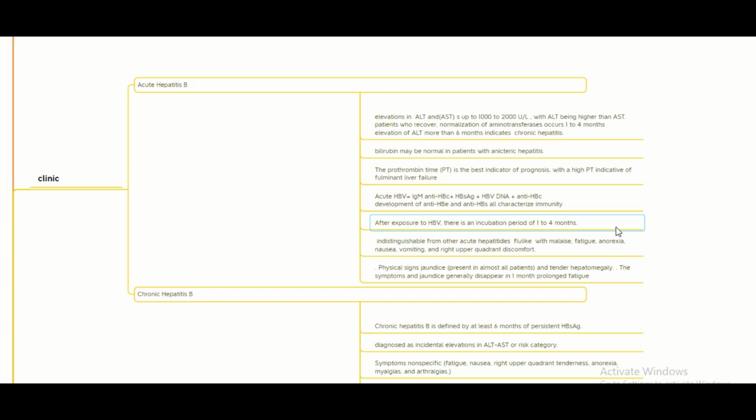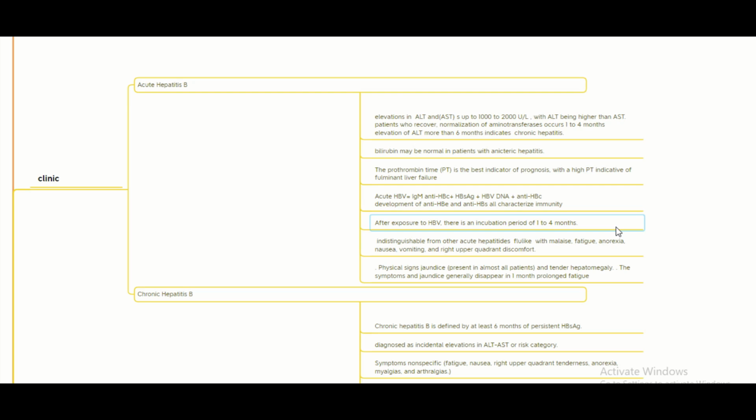So the incubation period is within 1 to 4 months from exposure to the virus to the start of the symptoms. The symptoms usually cannot be distinguished from other hepatitis types. They are flu-like: fatigue, anorexia, nausea, vomiting, and right upper quadrant pain. This can be accompanied by jaundice, which is present in almost all patients, especially in the icteric variant.